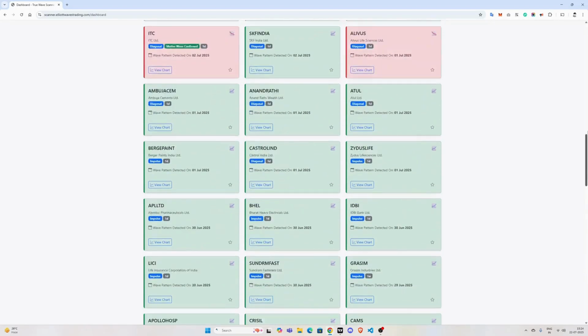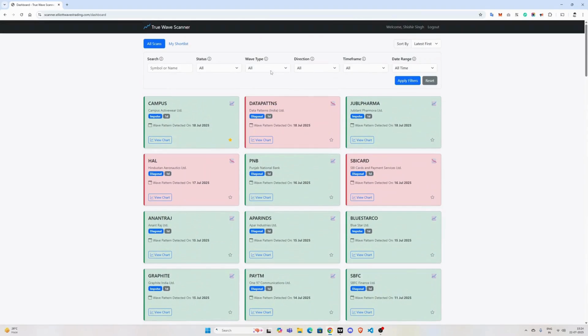Going back to the filters, then we have wave types. So we have impulse and we have diagonal. So these wave types are the 5-wave sequences, right? And impulse basically means there is no overlap between wave 1 and wave 4. And these are the very strong moves in either direction. And diagonals are where overlap can happen. Wave 1 and wave 4 can overlap, but it would still be a valid 5-wave sequence, but in specific conditions.